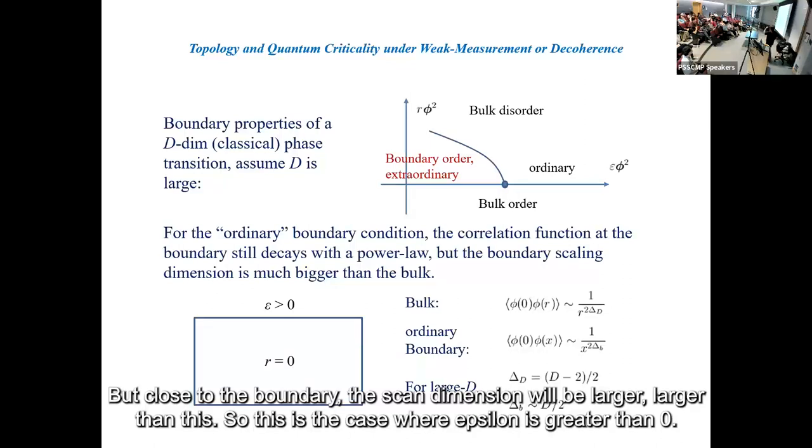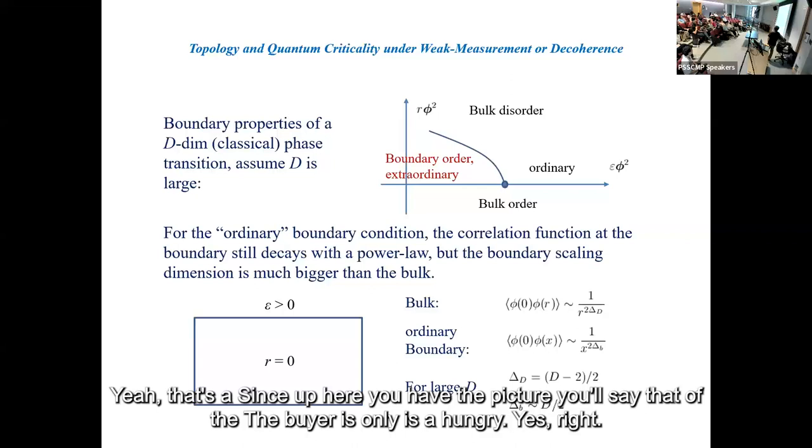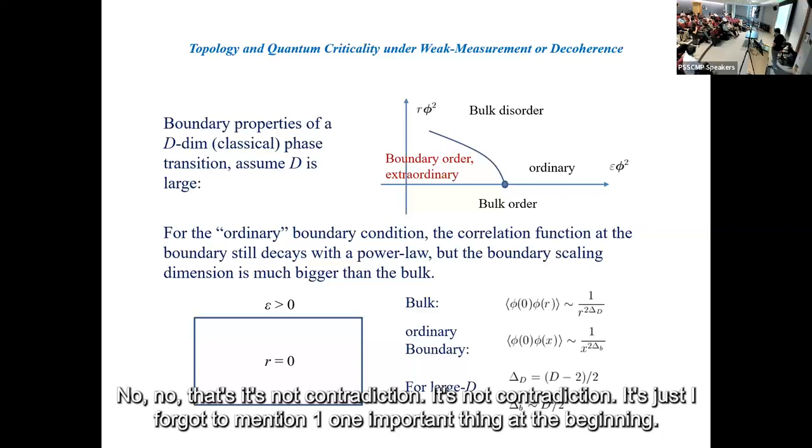Yes? So you already mentioned one thing, but at a critical point, if you do some deep inference, you may destroy the critical point. That's a naive picture. Since here in the picture, you say that the measure is only at the boundary. Yes, right. Since decoherence doesn't destroy criticality. Sorry, is there a contradiction here? No, it's not a contradiction.